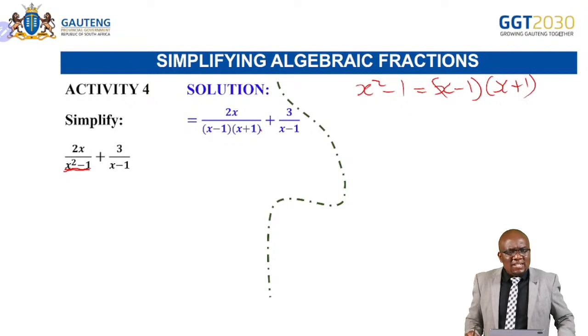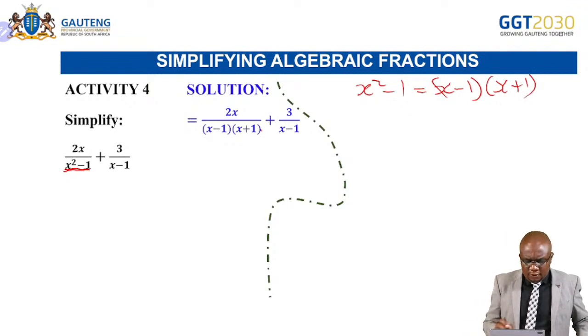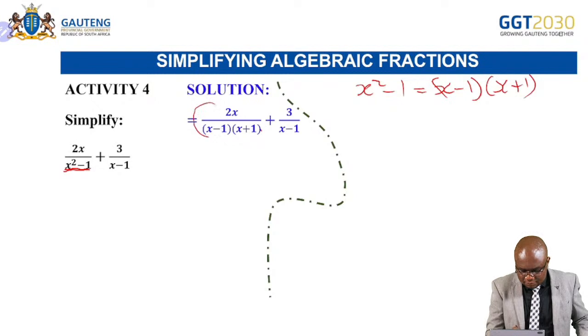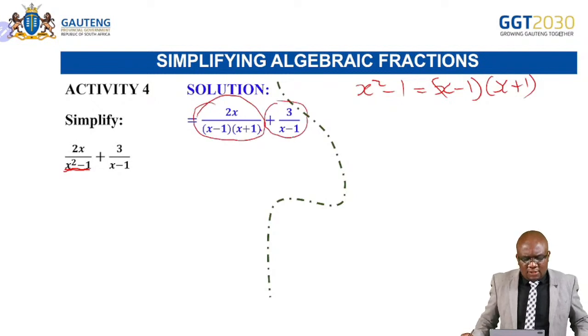So now, what is the LCD? If you look at this fraction and this fraction, what is the LCD? It's x minus 1 times x plus 1, isn't it?